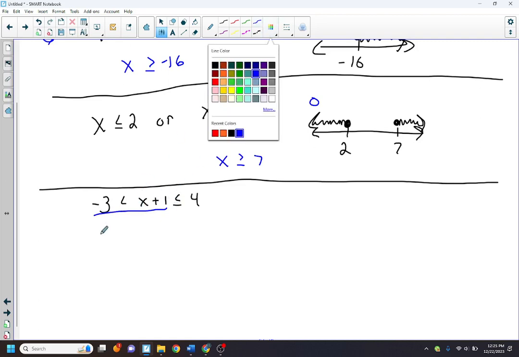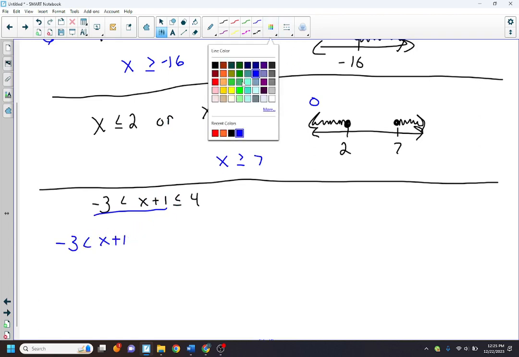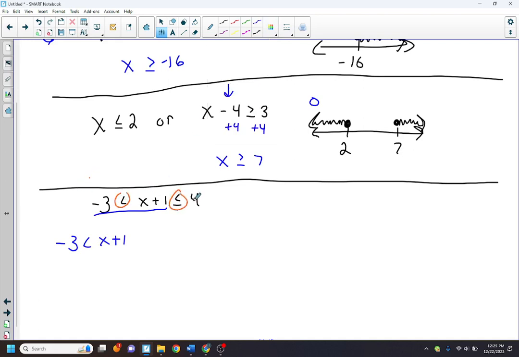How do we know if it's and or or? Well, or would literally have the word or, while and has two signs. You'll see two symbols like these. And usually, I give the test in order of how I taught it. So negative 3 is less than x plus 1. That's the first split. Now this one, which is x plus 1 is less than or equal to 4.